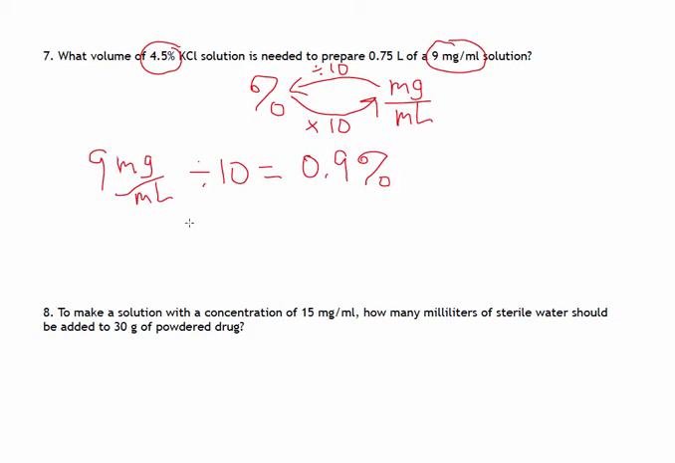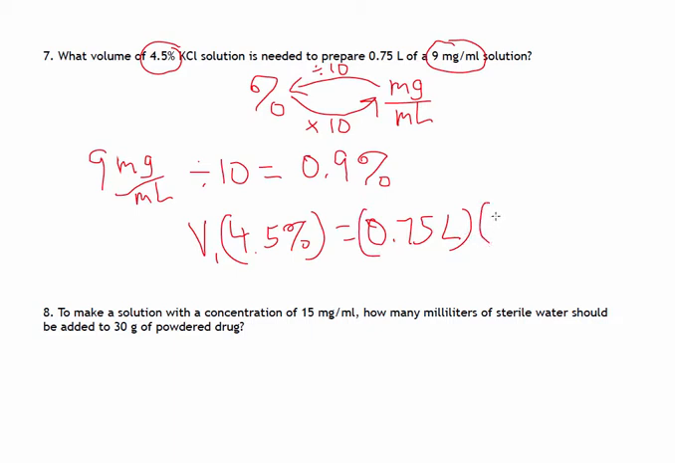So we're trying to figure out how much volume of stock solution you need, V1. The concentration is 4.5%. You are going to get a V2 of 0.75 liters, and the concentration is going to be 0.9%.